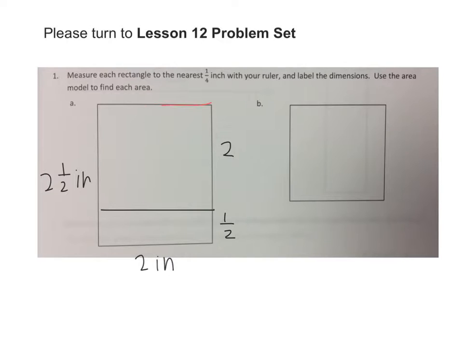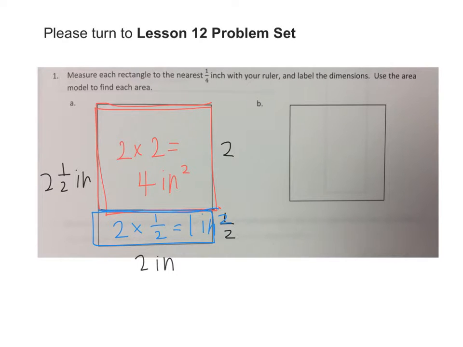How can I find the area of this part right here? What are the dimensions? 2 by 2. So the area is 4 what? Square inches. Very good. What about this other part? What are the dimensions? 2 inches by 1/2 of an inch. So the area is 1 square inch.